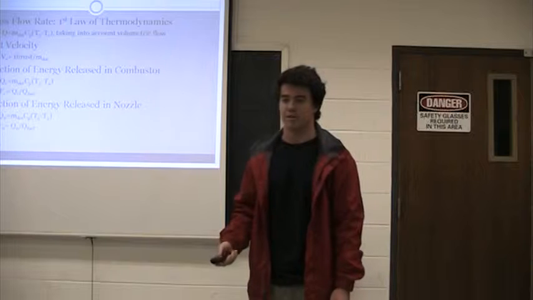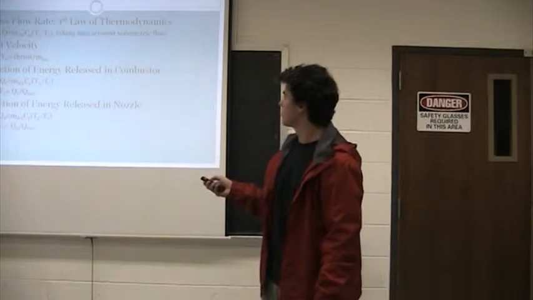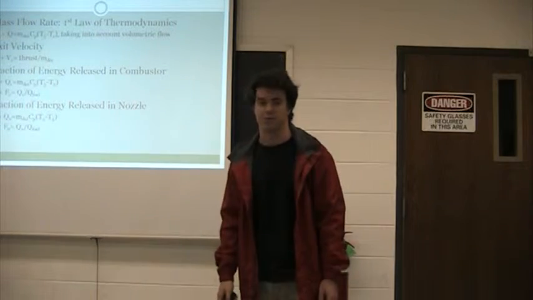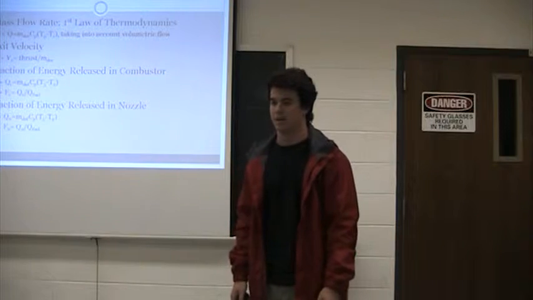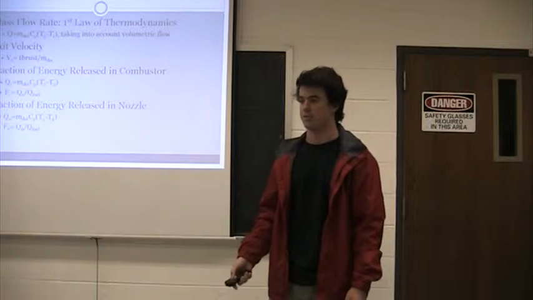How I analyzed my data: to calculate the mass flow rate, which is the most important thing we need for everything else, I used the first law of thermodynamics. And after that, the exit velocity is calculated using the formula that was given in our manual. And then I calculated the fraction of energy released in the combustion chamber and the nozzle.